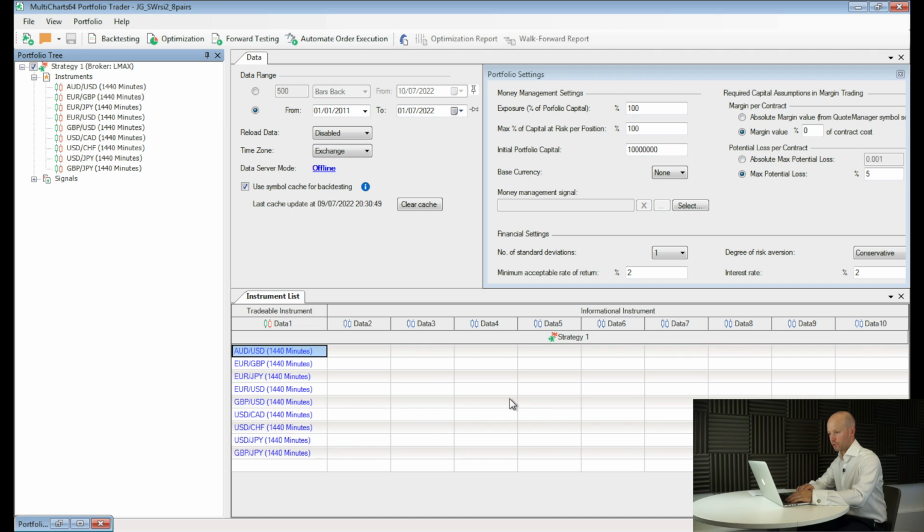Now we're looking at Multichart's Portfolio Trader, and you can see down here is the list of the Forex markets on the 1440 minute or the daily chart. We know that we've already tested pound yen, but we're going to test all of these others as well. The strategy which we're going to be using is just the stop and reverse strategy. So let's have a look at some of the results.